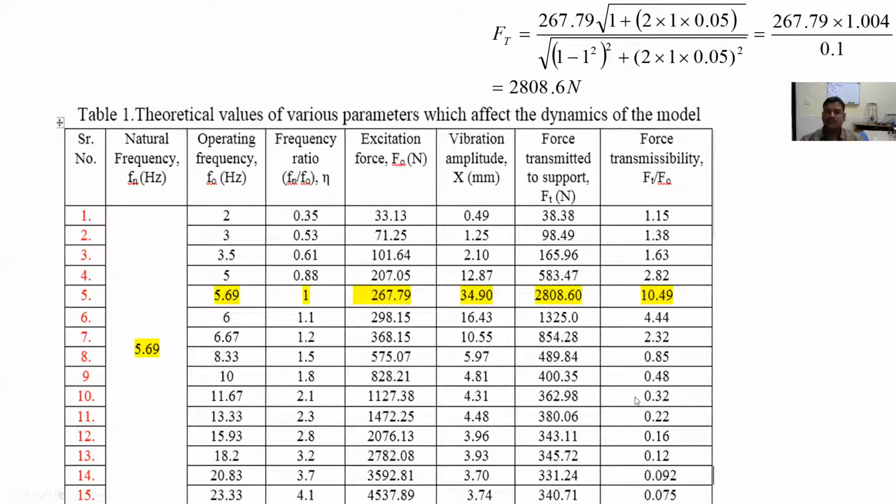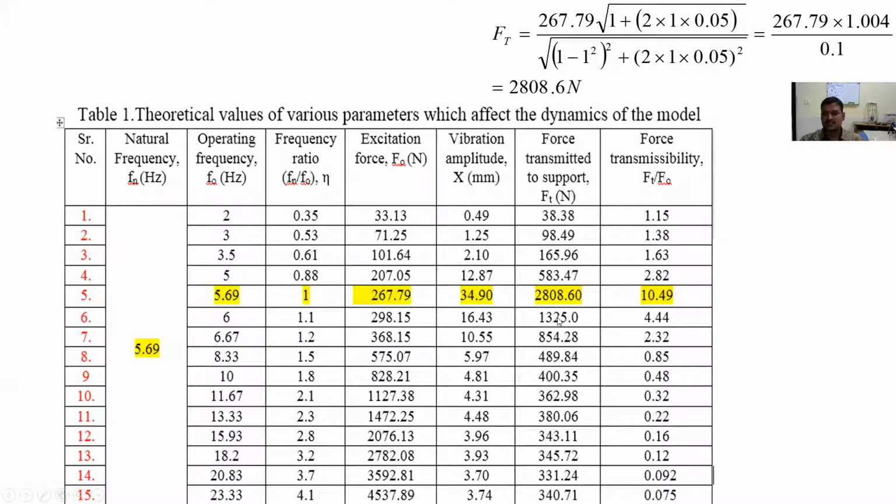Now, if we calculate theoretically, this is my theoretical natural frequency and operating ratio. During resonance, you know that it is 1. The excitation force we calculated theoretically is 267.79 Newton, and the vibration amplitude we obtained is 34.90. Now, for the force transmitted to the support structure, if you calculate using this equation, you will get 2808.6. Now you can see the transmitted force.